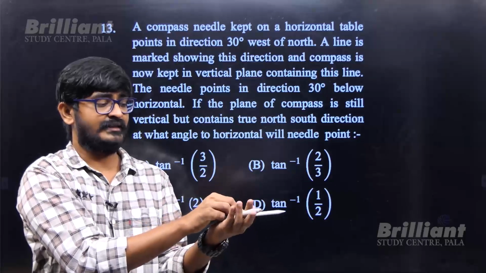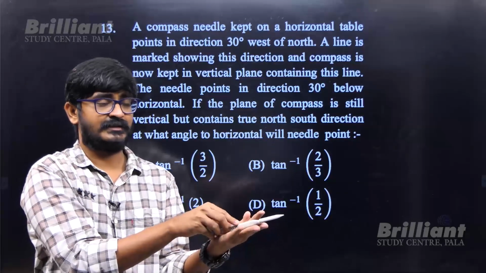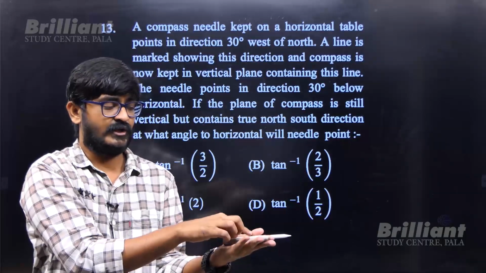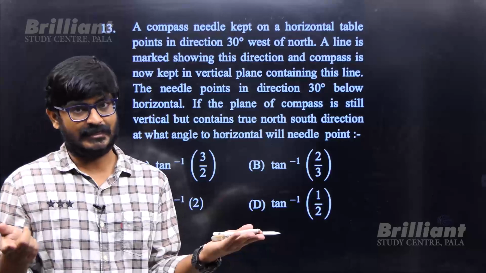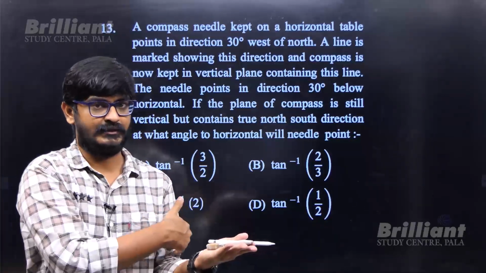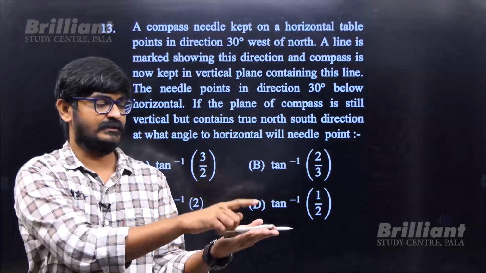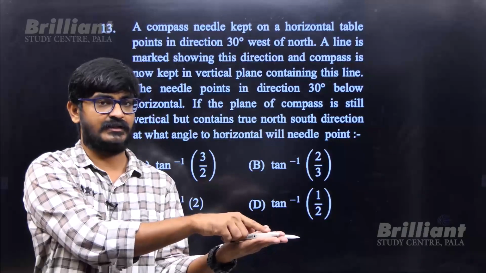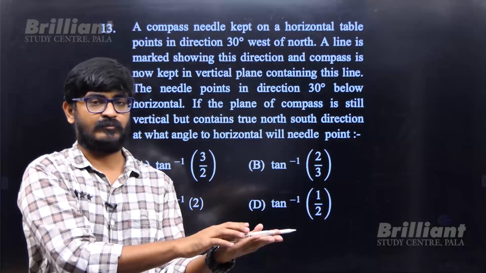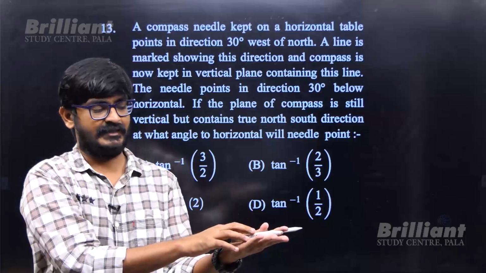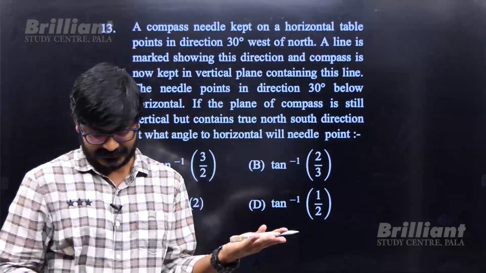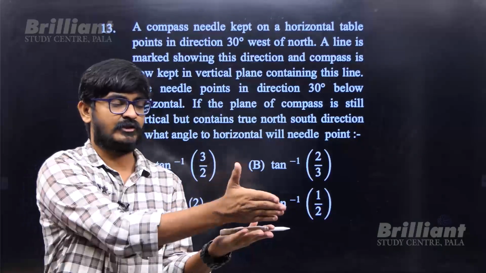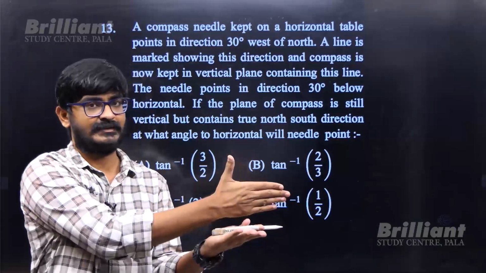Now when will this happen? If it is not pointing in the magnetic meridian direction, it means there is some other external magnetic field which is trying to rotate it. So this is the horizontal magnetic field direction of Earth. This is the needle pointing direction initially. How much is that angle? That angle is 30 degrees. So when a compass needle is kept, it is not pointing in this direction, but it is making an angle of 30 degrees.